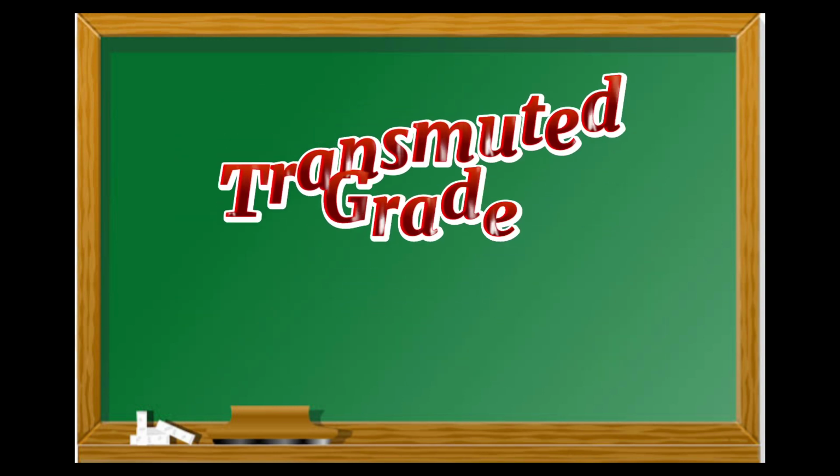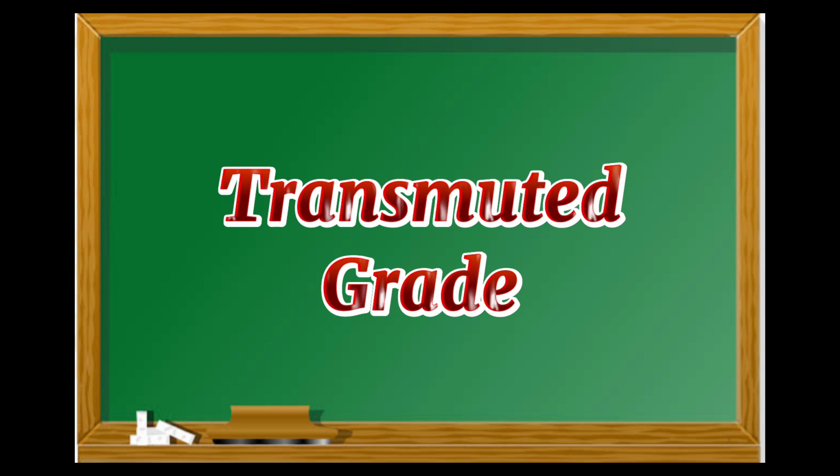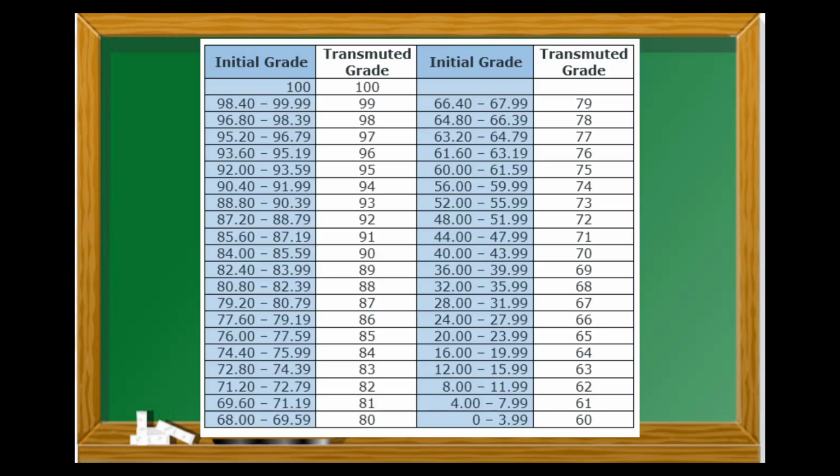In the K-12 curriculum grading system, we have what we call transmuted grades. It is an essential tool for assessing students' performance wherein their raw score is assigned to a percentage grade which will be reflected in the report card. As you can see in the table, there are two columns, the initial grade and transmuted grade.